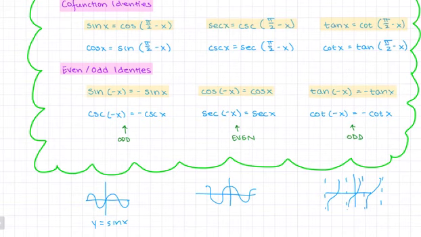And the thing to remember about even and odd functions: for odd functions, f of negative x is negative f of x. But for even functions, f of negative x is f of x. And so that's why they're called even-odd identities, and that's where they come from, from the symmetry of the graph.